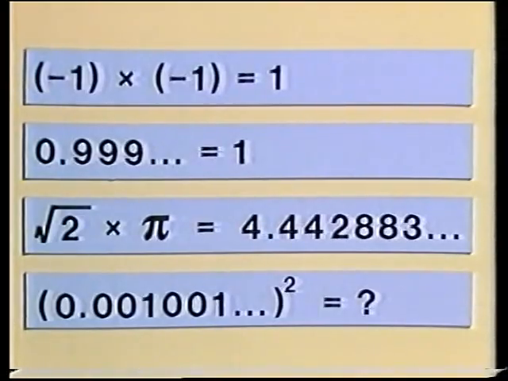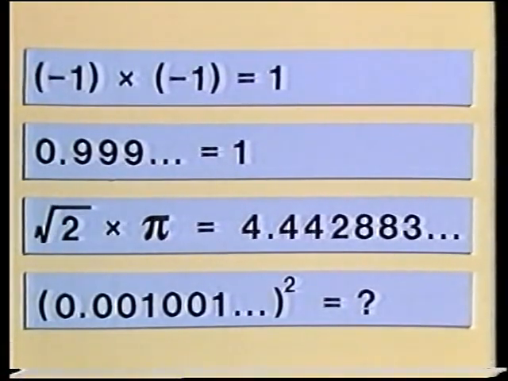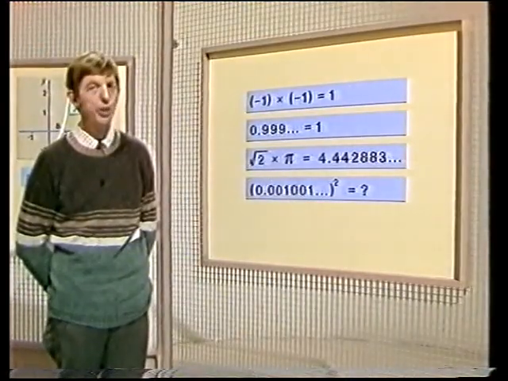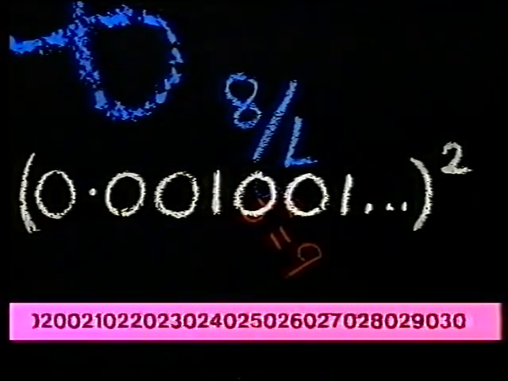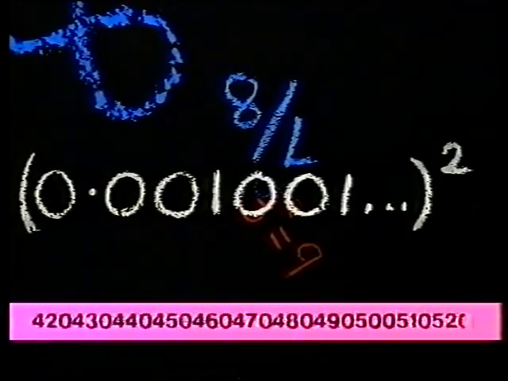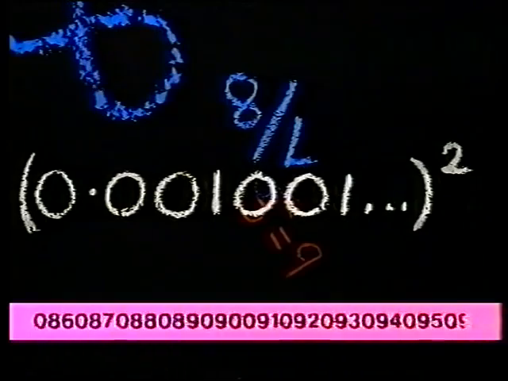But remember, this is a recurring decimal. So we could convert it to a rational, square that, and then convert it back again to a decimal. And we know that decimal expansion must be recurring. But how long is its recurring block? Well, here it is. It's 2,997 digits long.